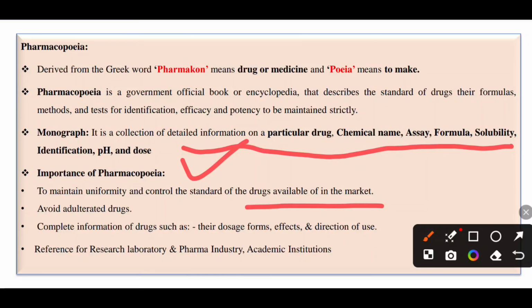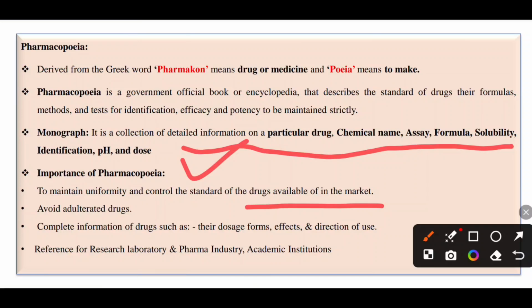That means when you have to prepare the paracetamol tablet, in that time which type of excipients you have to use for the preparation of paracetamol tablet, all the excipients are clearly mentioned in the pharmacopoeia. So in that time there is no adulteration or foreign particles added in the preparation of paracetamol tablet. Okay, so when you follow the pharmacopoeia before preparation of any type of tablet, definitely it avoids the adulterated drug. Okay, complete information of the drugs such as their dosage form, effects and direction of use.